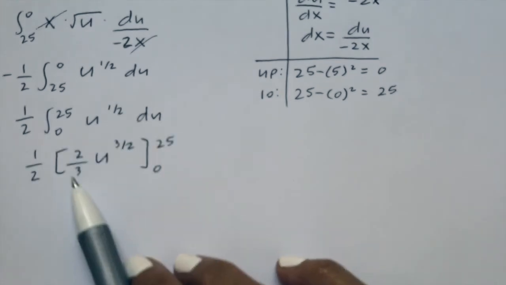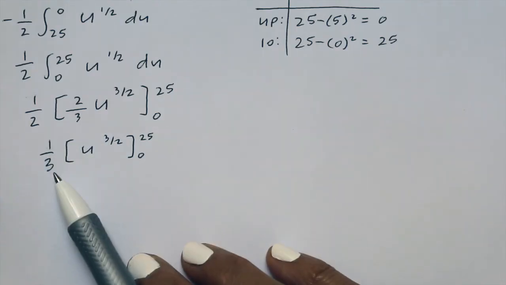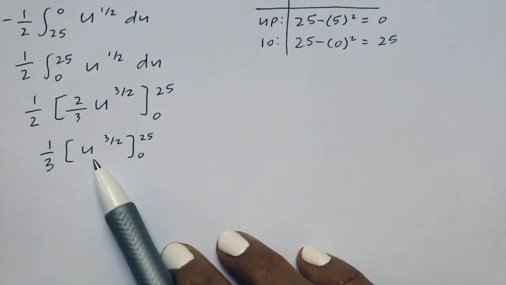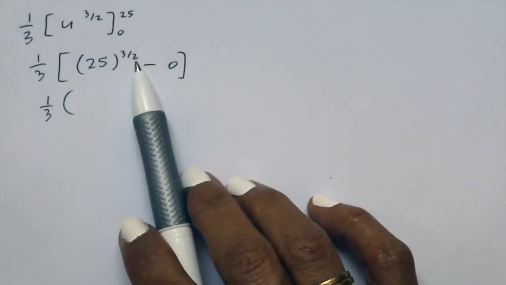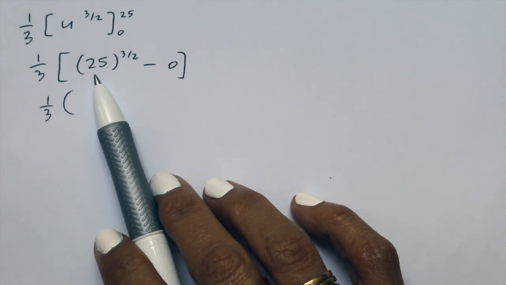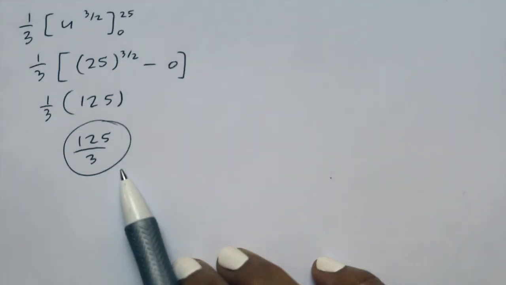Okay, at this point, I'm going to pull this 2/3 to the front. When you pull the 2/3 to the front, the 2's cancel and you just have 1/3. Finally, we're going to plug in 25 minus plugging in 0. To simplify 25 to the 3/2, we're going to take the square root of 25, which is 5, and then cube it, which is 125. And you end up getting 125 over 3.